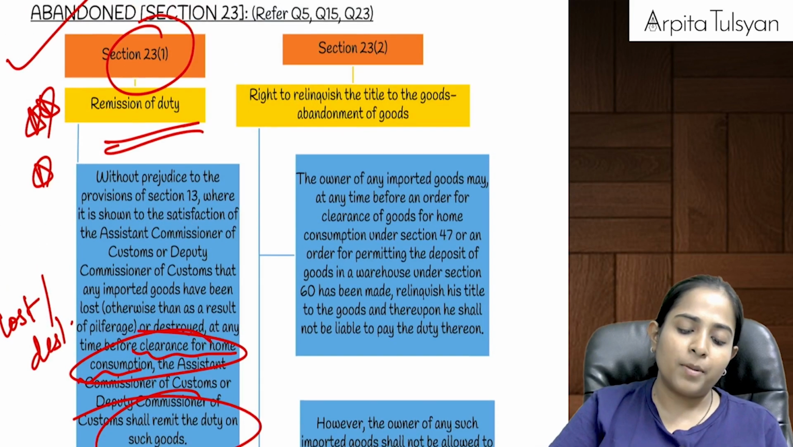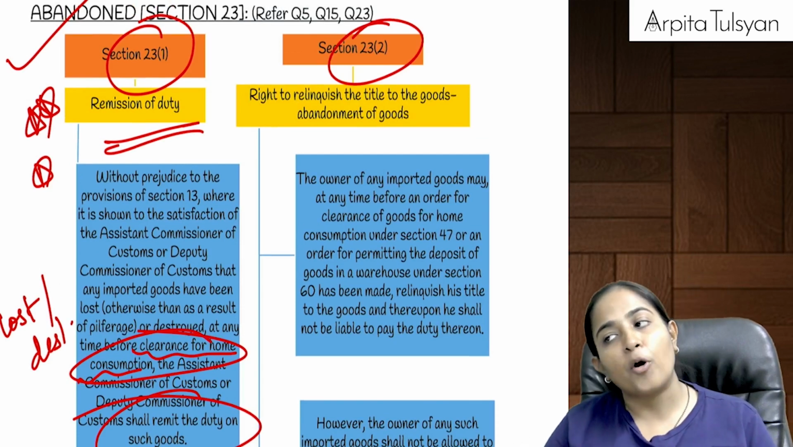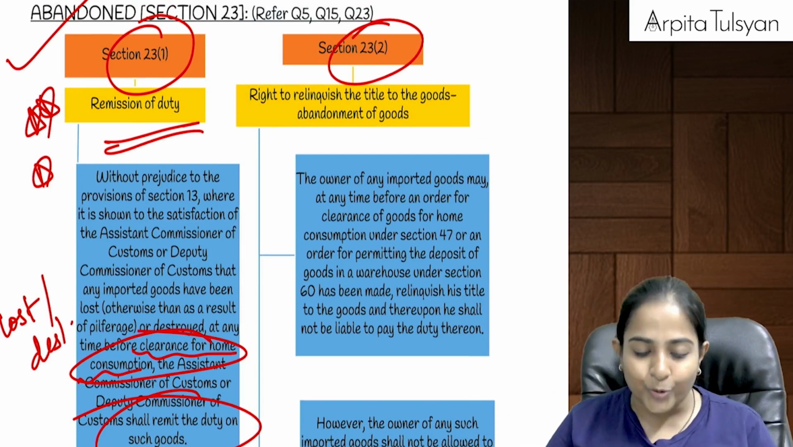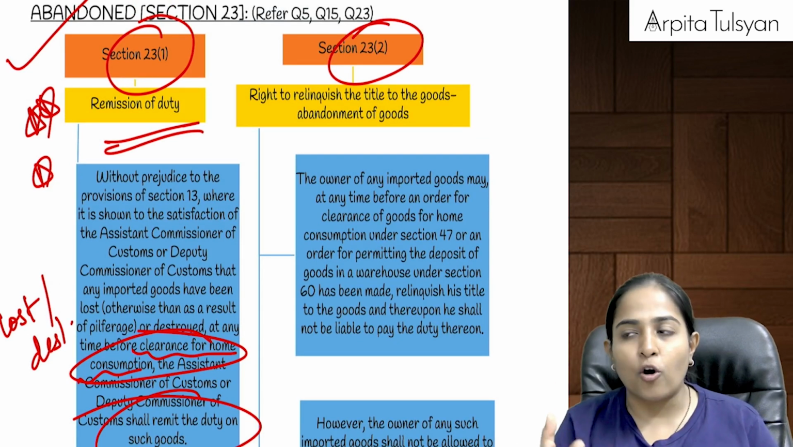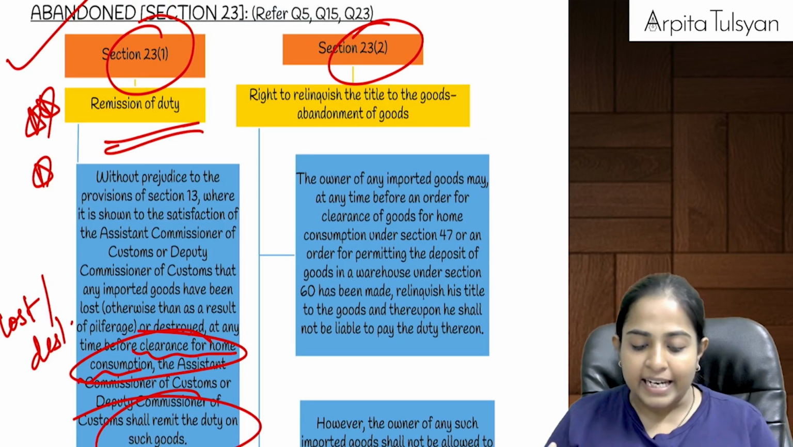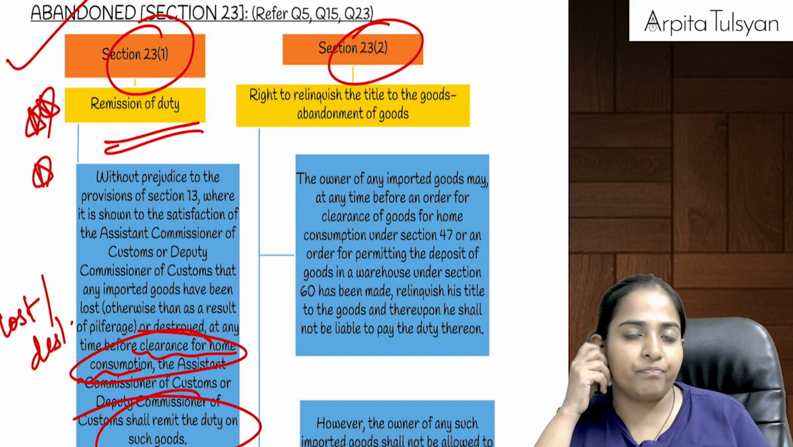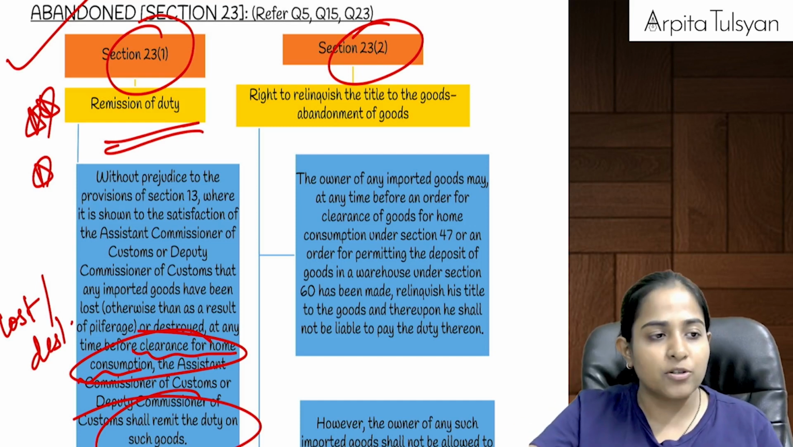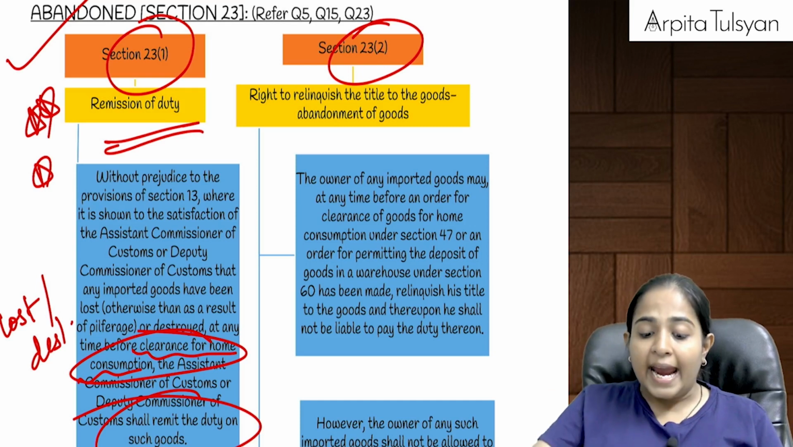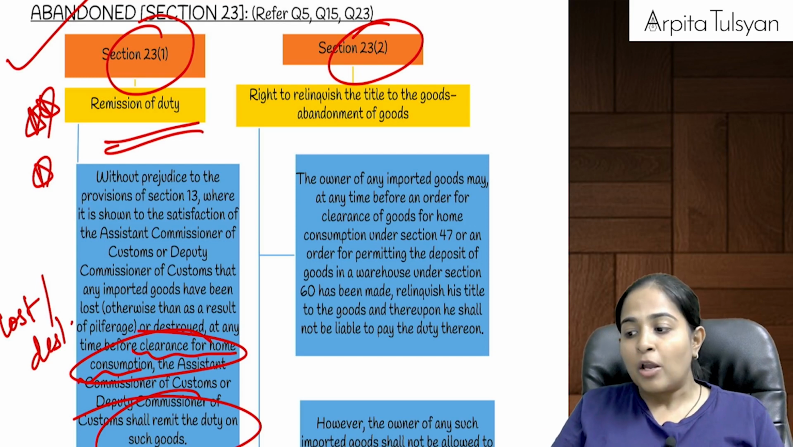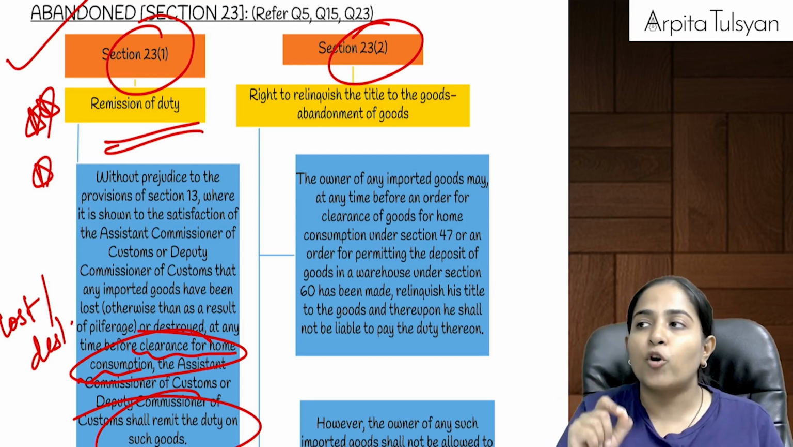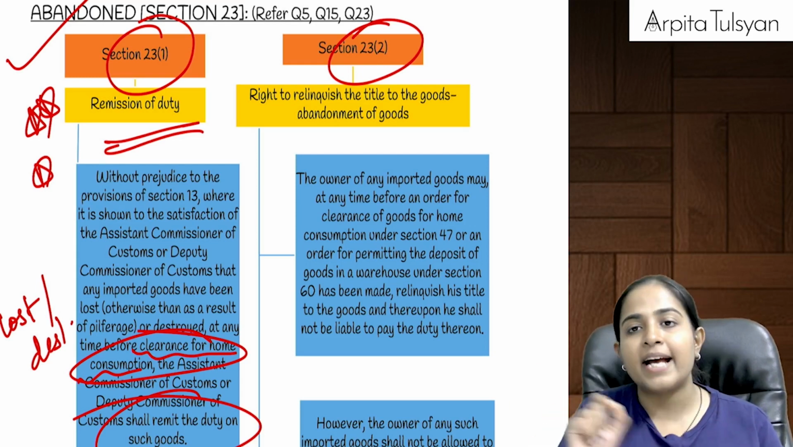Acha, now section number 23(2), not very important, but yes, you should know it. Section 23(2) talks about relinquishment of goods. Now let's say there is a particular person called the owner of imported goods, any time before an order has been passed for home consumption or before any order has been passed for taking the goods into warehouse.